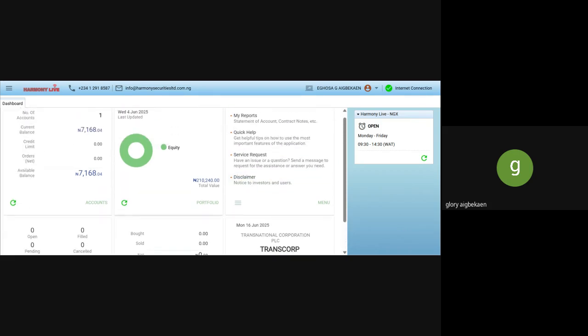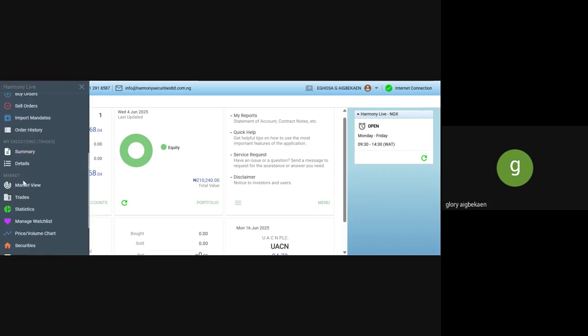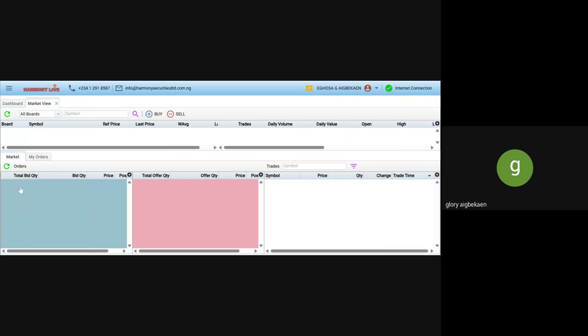I want to move to the trading view now. So I click on the main menu, there will be a drop down, and I will click on the sub menu that says market view. That's where we are going. The market is about to open. Let's go there.